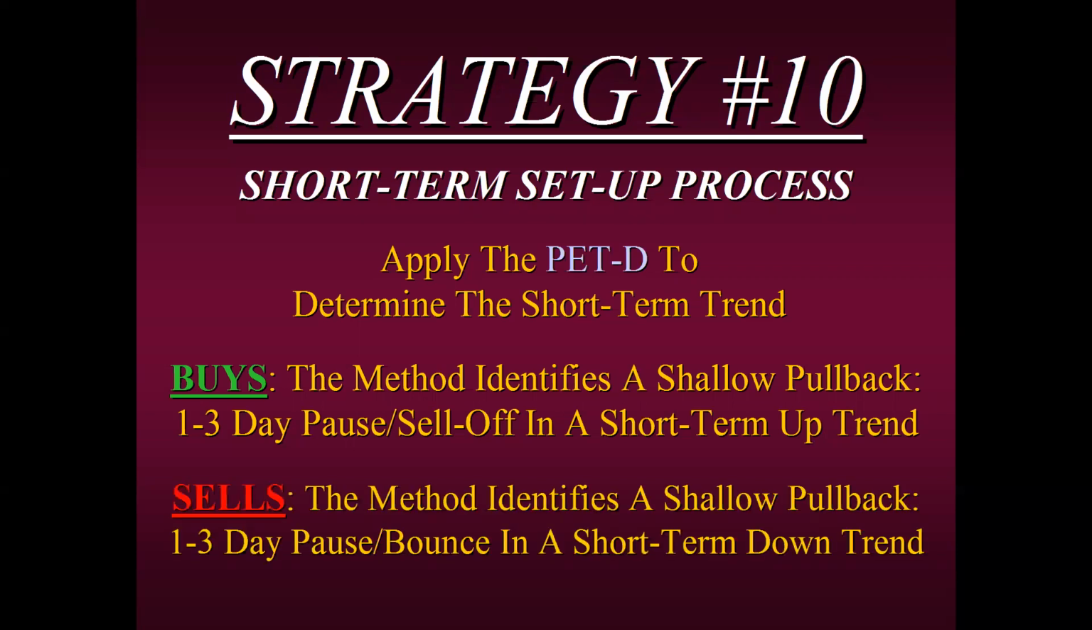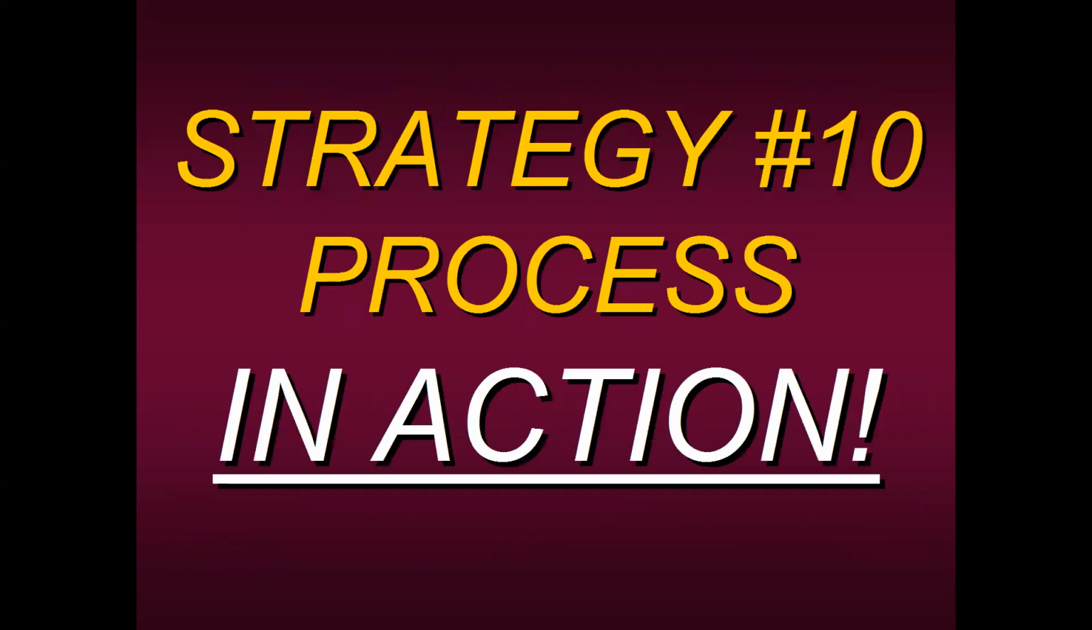Now for sells, it's the opposite. The method identifies a shallow pullback, this time to the upside. So that means a 1 to 3 day bounce, a pause or a bounce in a short-term downtrend. Therefore, the bars will be colored red. All of them will be colored red, but we'll have a 1 to 3 day either pause or bounce. That's how sensitive this is. But let's go over the process, okay? Now, these are older charts just so you can understand the process. Then we'll show you some more recent ones.